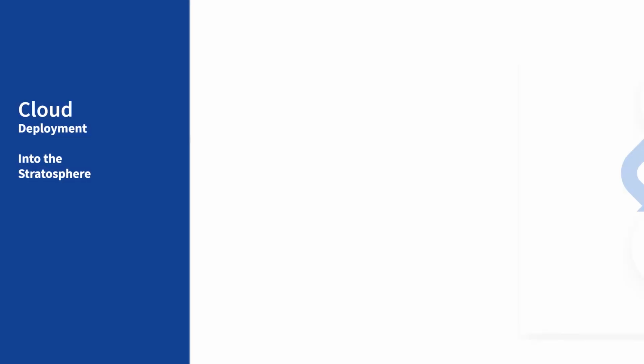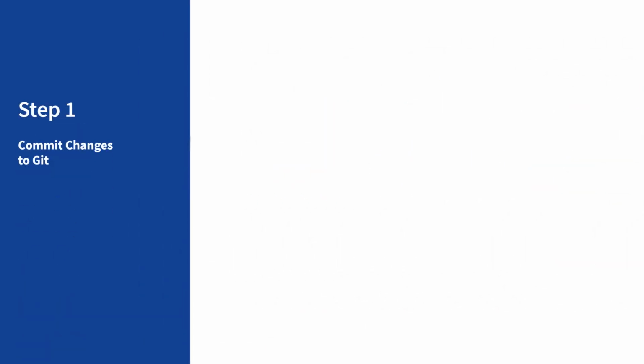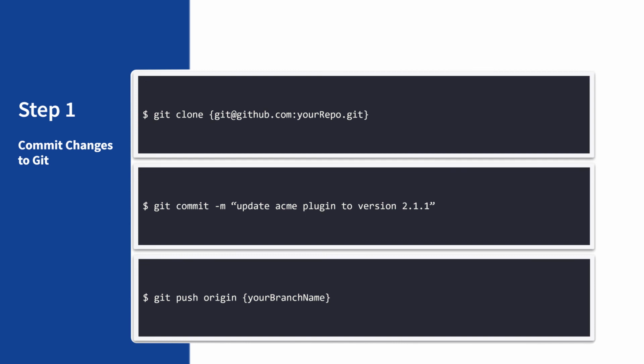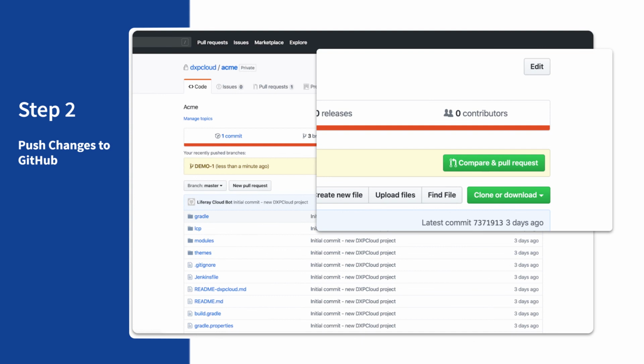Deploying to DXP Cloud is simple. Once you have an account and an environment, setup takes 4 steps. Step 1 is to make your code changes and commit them using Git. To do this, you start by cloning the repository provided by the DXP Cloud team to your local machine. Then you commit your changes, and finally you push those changes back to GitHub. When the changes arrive in GitHub, you'll see this green button allowing you to create a pull request.